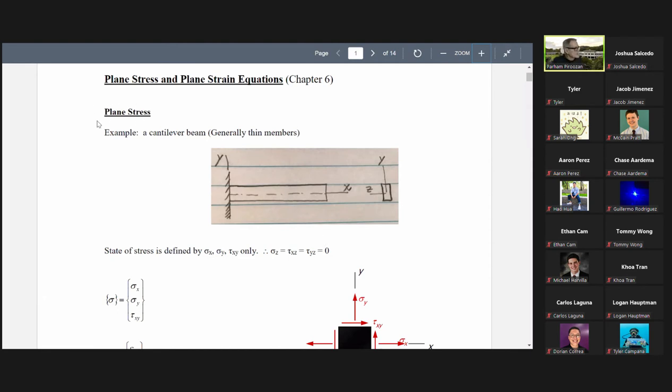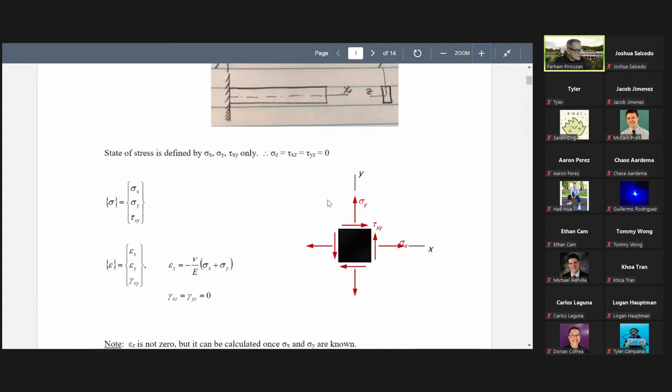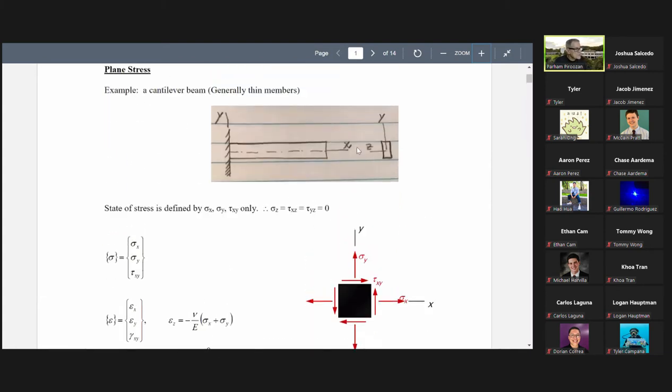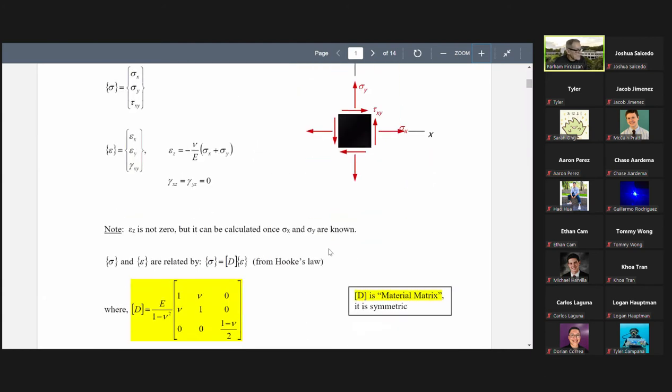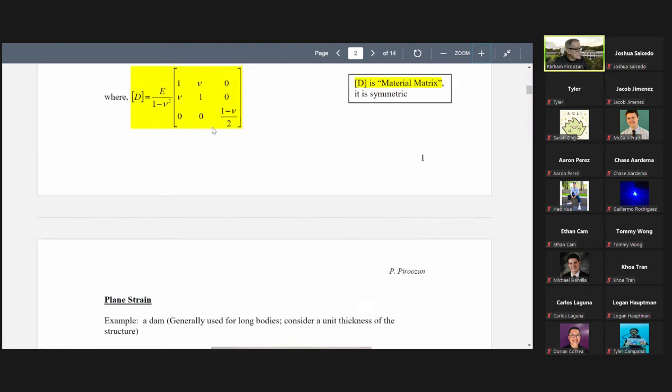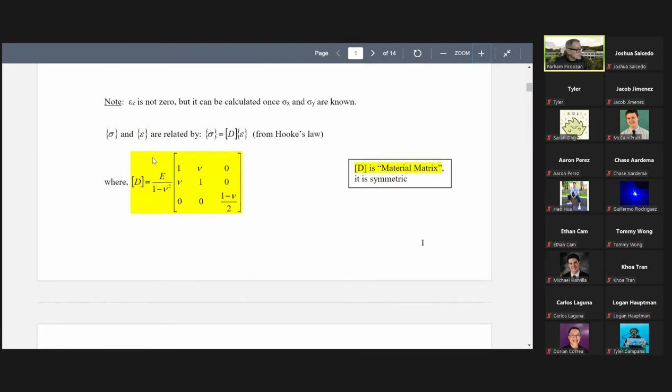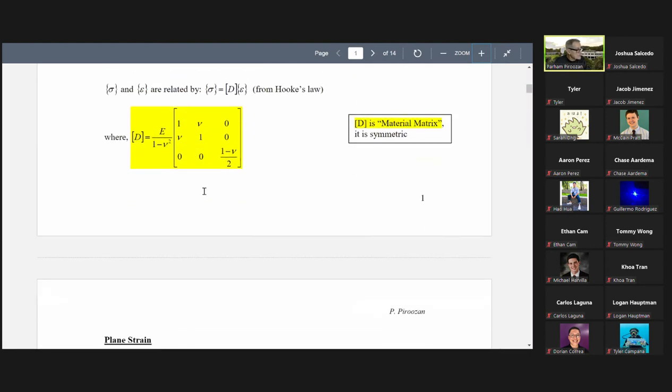So a quick review. This is a plane stress problem. We said that these are thin structures and these are two-dimensional elements we are going to discuss. So plane stress is this one, usually thin structures. Stresses are in one plane. And we talked about the D matrix, the material matrix. For plane stress problems, it is like this.